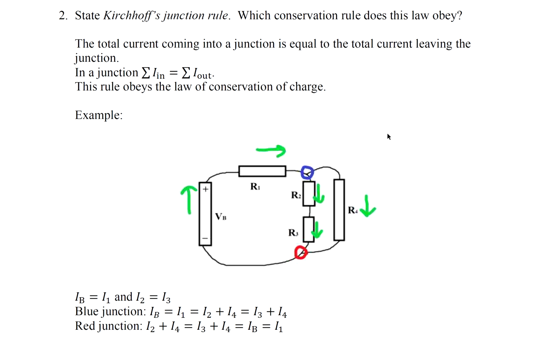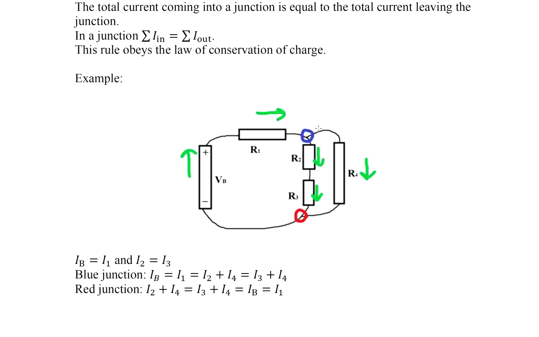Question 2. State Kirchhoff's junction rule. Which conservation rule does this law obey? So the total current coming into a junction is equal to the total current leaving the junction. In a junction, total current in equals total current out. This obeys the law of conservation of charge. So in this circuit here, we have two junctions, the blue one and the red one. A junction is where two or more wires cross.